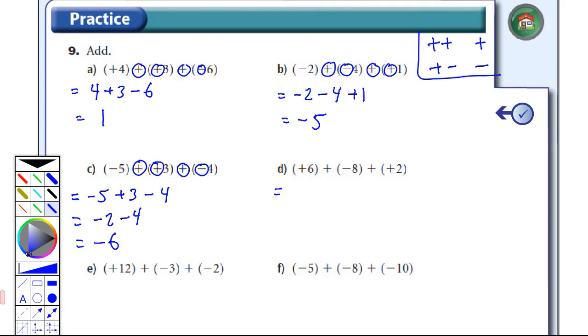Let's go to D. We start off with 6. Now, by the way, you may notice, if the first term is positive, you don't necessarily have to put a plus there. That's really up to you. But here we have plus minus, so that turns into a minus. Then we have plus plus, so that stays as a plus. So we have plus 6 minus 8. So if we're 6 to the right of the 0 and go to the left 8, that'll leave us at minus 2. But now we're adding positive 2, so that'll actually bring us right back to 0.